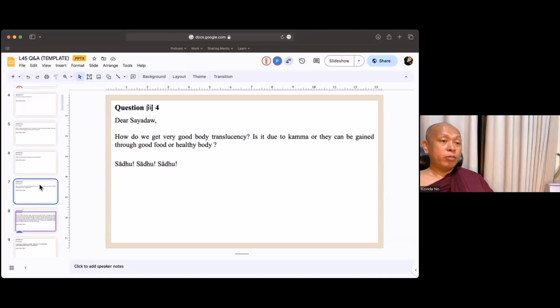Question 4. Dear Sayadaw, how do we get very good body translucency? Is it due to karma, or can it be gained through good food or a healthy body? Somewhat we can say past karma will build this body, right? It depends on how we take care of our body in this very life. We can say it is produced by past karma, so we have good body translucency. If we don't take care, then it will be a problem. So we can understand both past karma and present action.